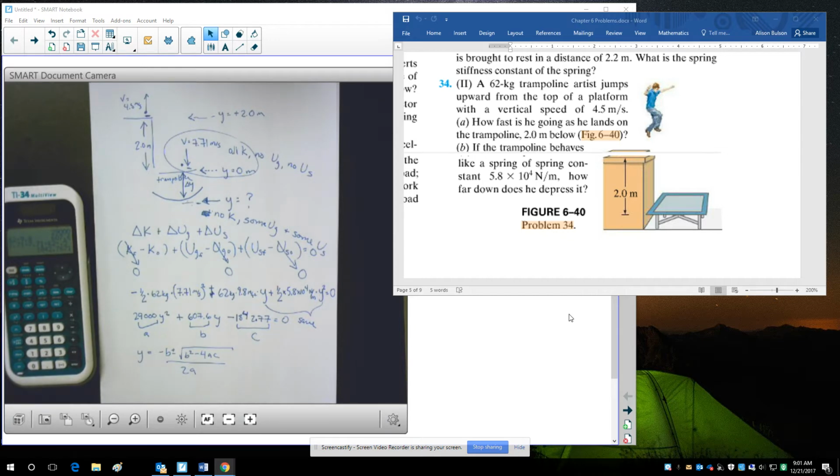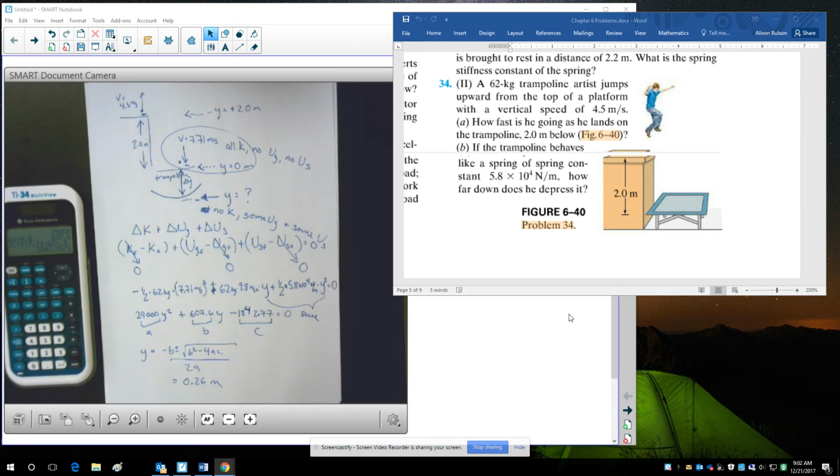I'm totally not solving that quadratic equation. We are going to assume that the solutions are correct this time, finding that the y position is 0.26 meters. And that should be your answer.